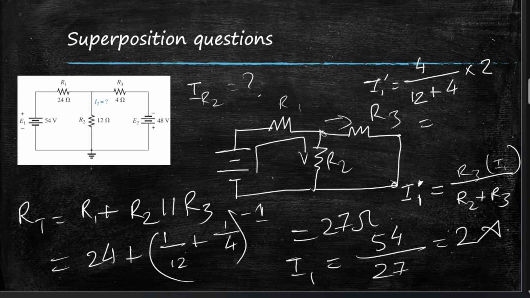Let's put that in the calculator. 4 over 12 plus 4 times 2. So we have 0.5 amperes. So 0.5 amperes are flowing through R2 due to E1. Let's just mark this in red so that we can find it quickly later.